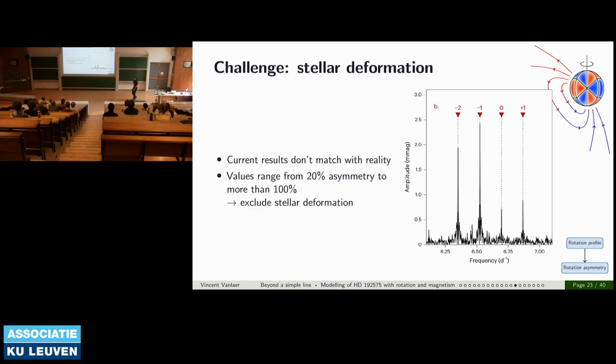However, the results don't match with reality. I get asymmetries, at least with this method and with my implementation, where the values range from 20% asymmetry to more than 100%. What do I mean by that? 20% asymmetry would be that one of, let's say, this peak would be shifted over by 20%. 100% would mean that they start to swap places. You don't see that here. This is just by looking at this plot, you can see that these are almost equally spaced, and therefore that something is wrong with this.